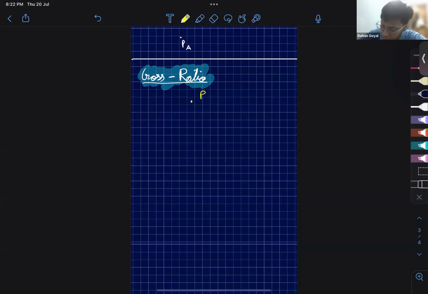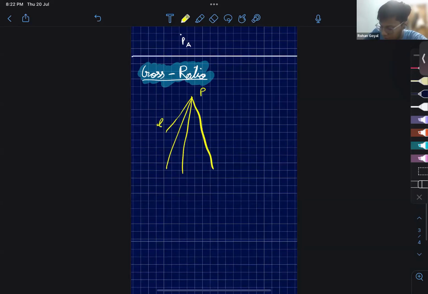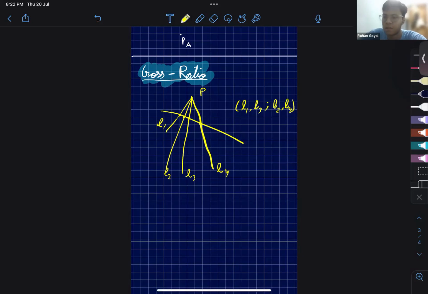Okay, so this is a point P. Let's say there are 4 lines through it: L1, L2, L3, L4. Then we can write cross ratios in terms of these lines. Just by taking any other line intersecting, you get 4 points and measuring the cross ratio, and this will always be equal. So whenever we are talking about cross ratio, we will assume that it is with lines. So lines are good for cross ratios.